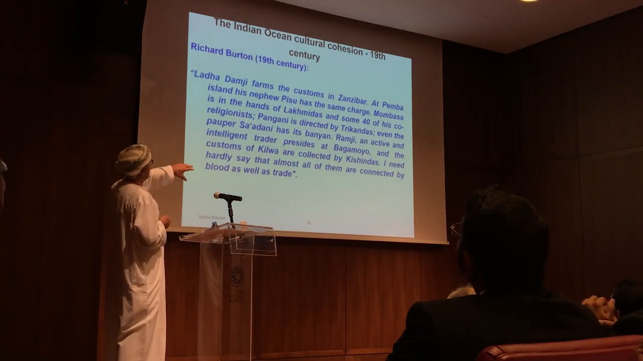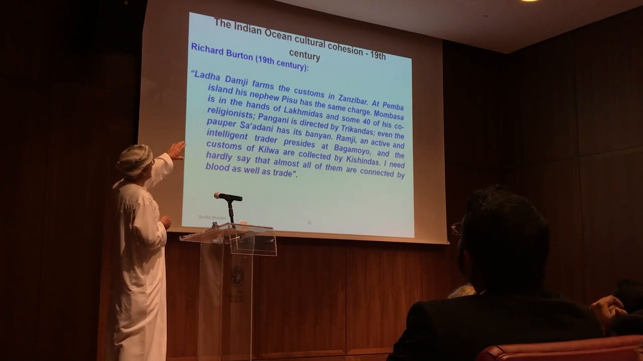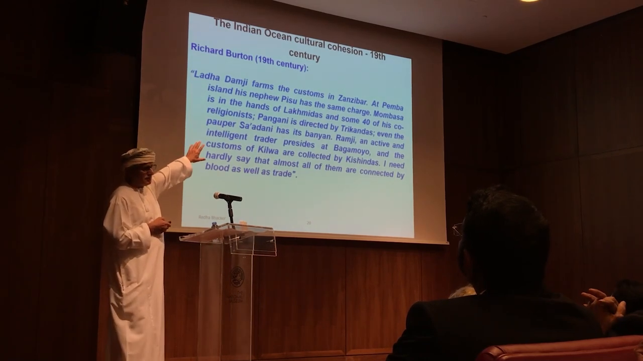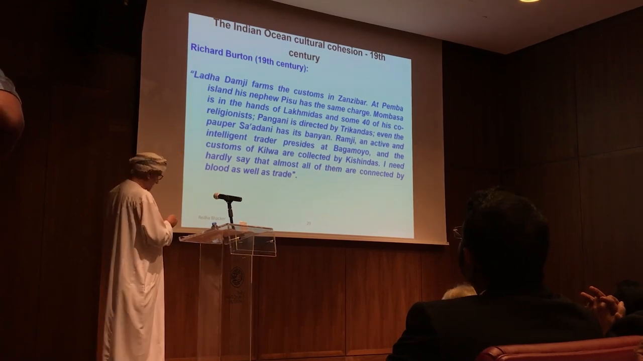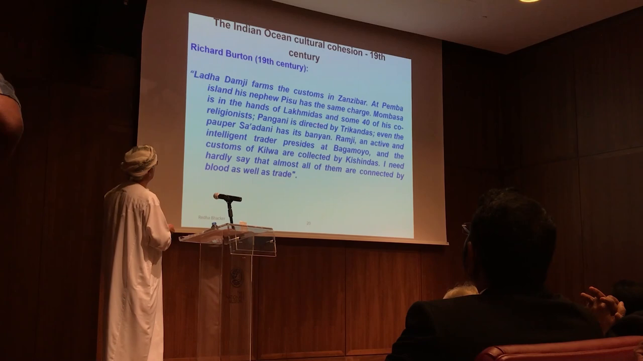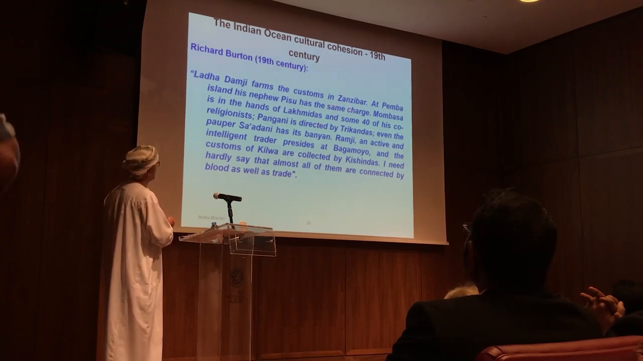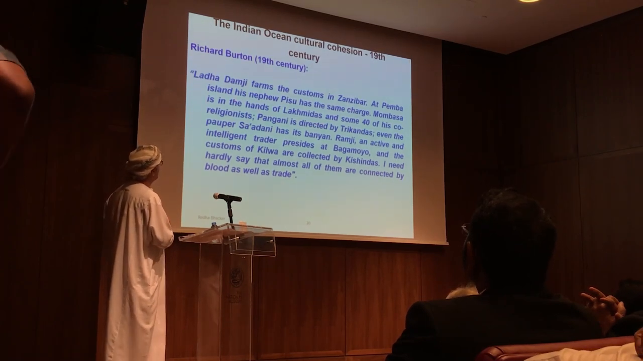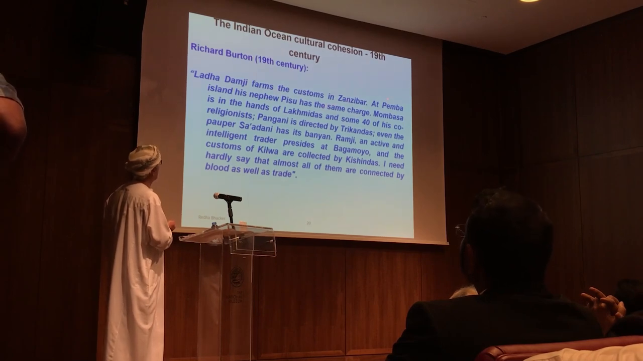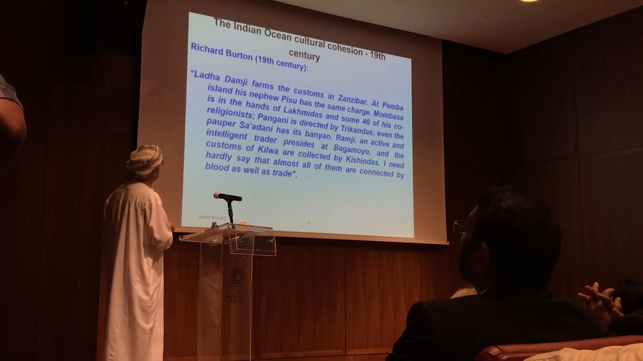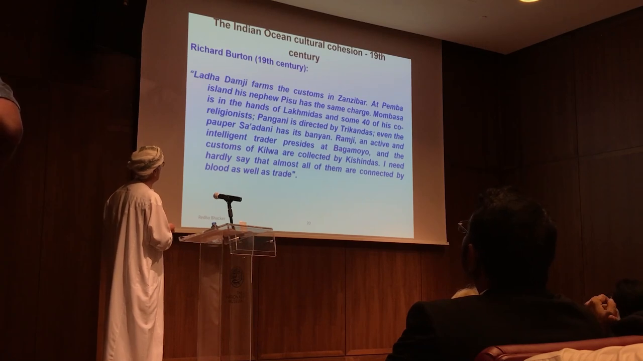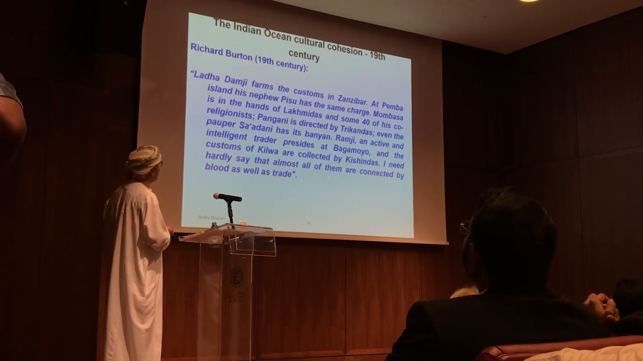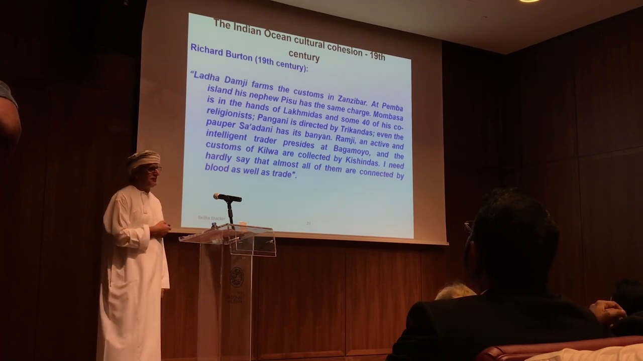Just to give you an example, in Zanzibar, in East Africa, what used to happen? It was family connections. So this is an example of Richard Burton writing. And look at the names. This is not only on the coast, this is also in interior Africa. Nagadamji farms the custom in Zanzibar. At Pemba, it's Pisu. At Mombasa, it's Lapidas. At Pangani, it's Rikandas. And you can see by the names. Ramji resides in Bagamoyo.